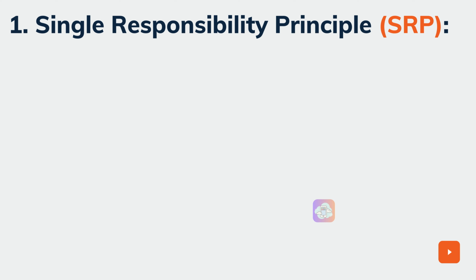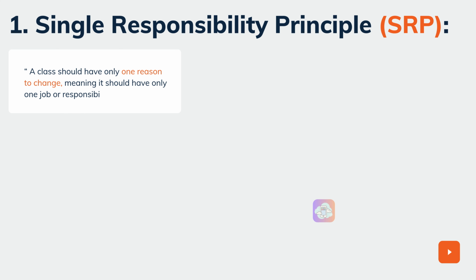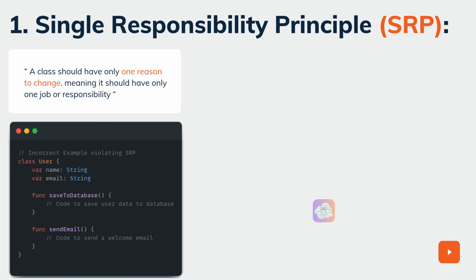First, Single Responsibility Principle, or SRP. It states that a class should have only one reason to change, meaning it should have only one job or responsibility. Let's look at a quick example.